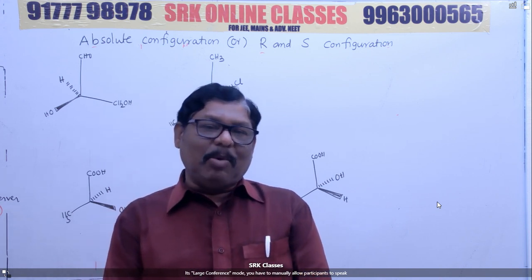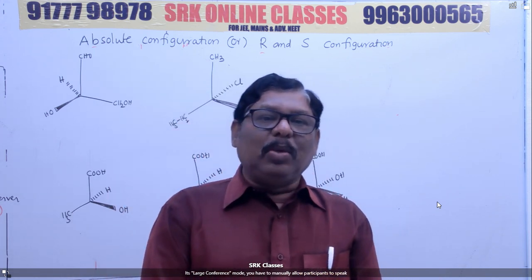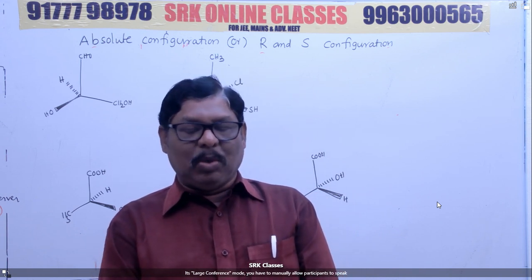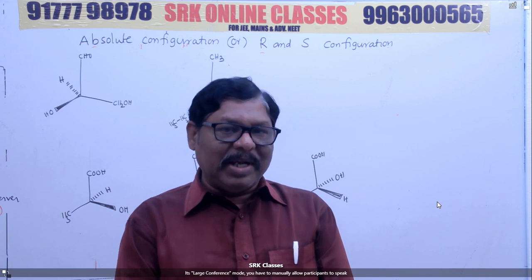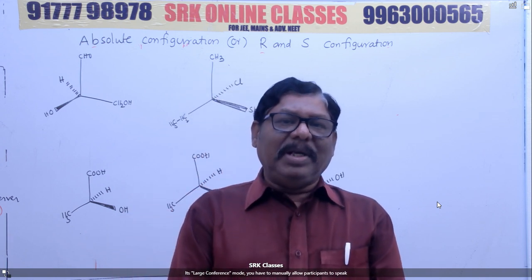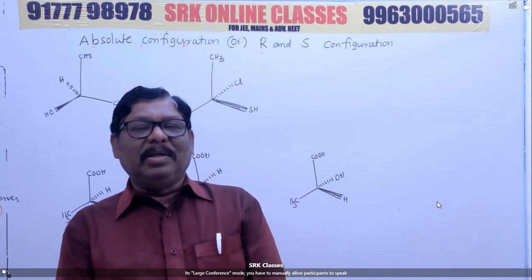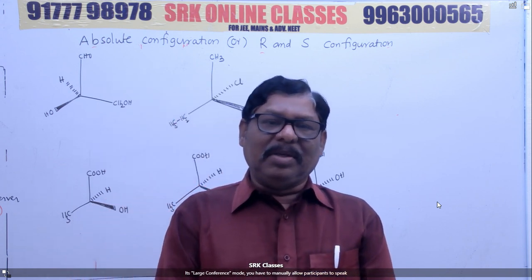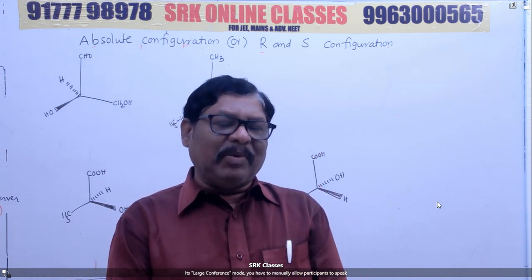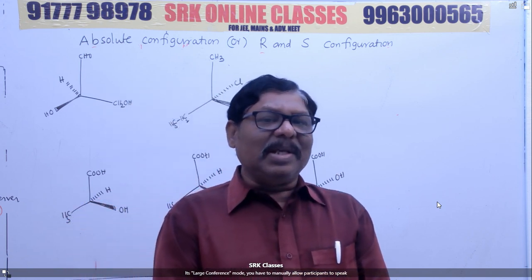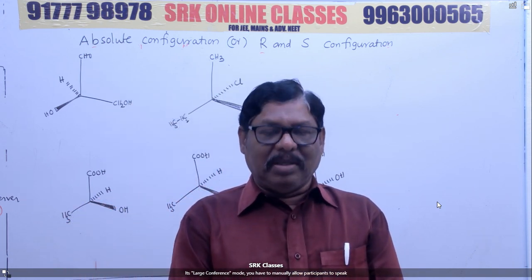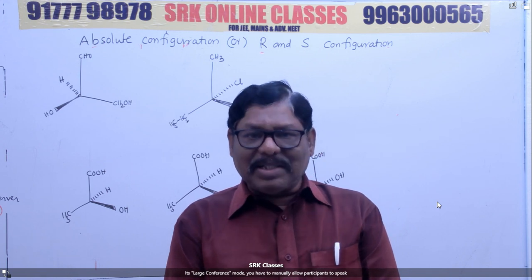Today we are discussing the absolute configuration of organic molecules, or RS configuration of organic molecules. DL nomenclature is relative nomenclature: with respect to one compound we have to give either D-glyceraldehyde, etc. But this is absolute configuration, which is said to be RS configuration.